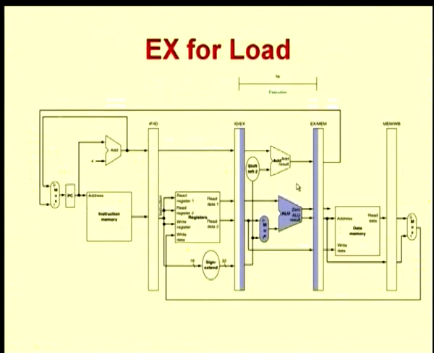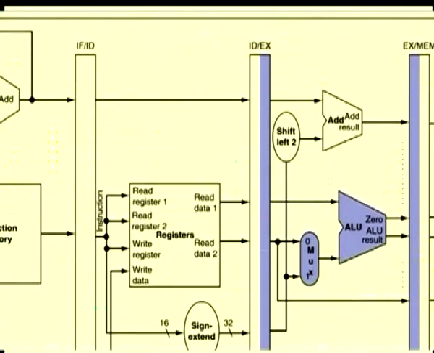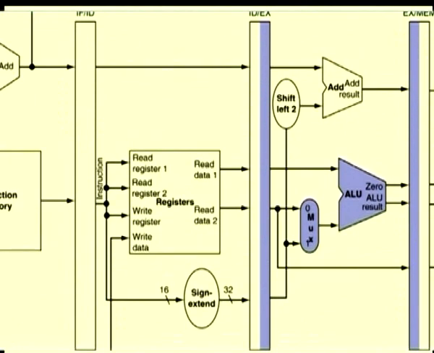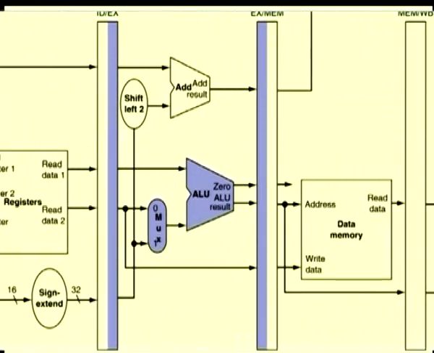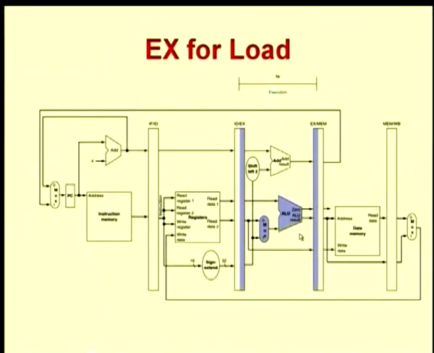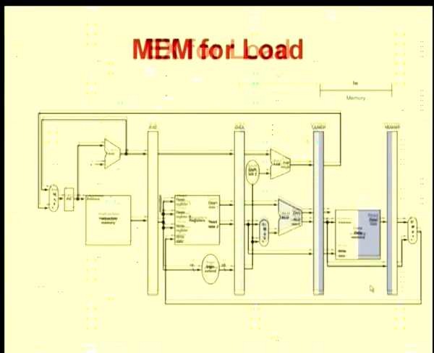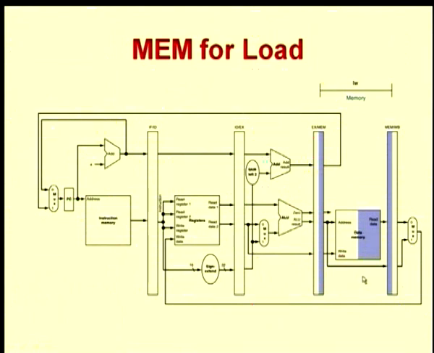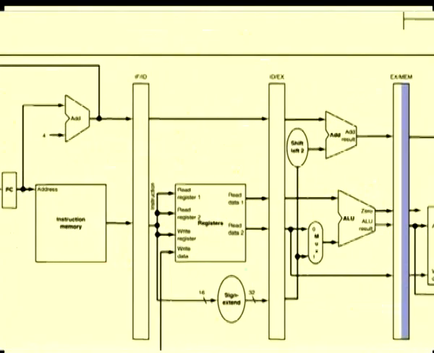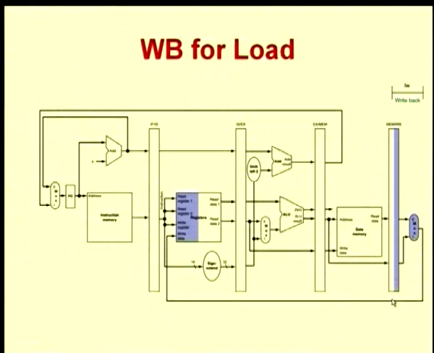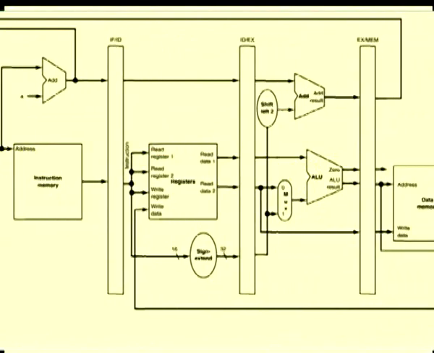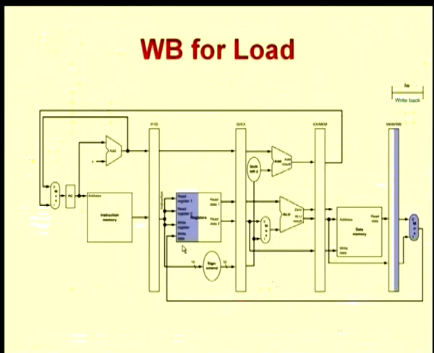In the next clock cycle, it will come to the EX stage. Here this MUX is used to select the address, and the effective address calculation is done with the help of the ALU, and the calculated effective address will be stored in the EX/MEM register. In the next clock cycle, the actual memory access takes place. The address is given and the memory is accessed, and the data that is read out is stored in the MEM/WriteBack register. In the next clock cycle, the write back has to take place, so the data stored here has to be written back into the corresponding register here.